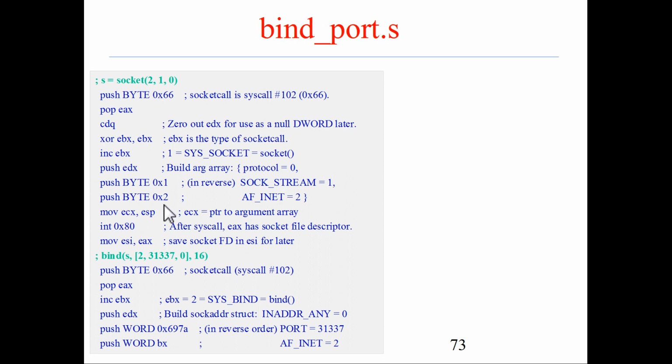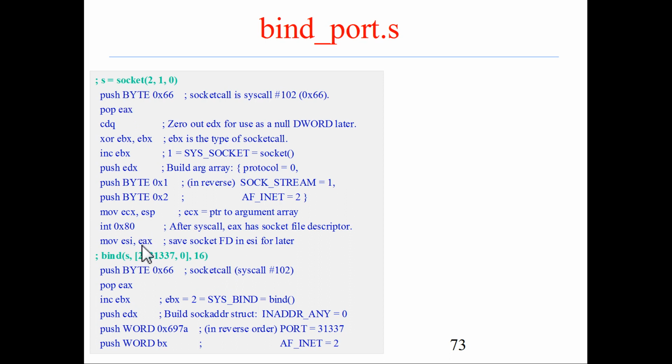So we move the stack pointer to ECX, and the stack pointer, since we just pushed our values onto the stack, will point at AF_INET equals 2. We'll push byte 2, it will point right there, and then we call the system call, and that will call socket. And so socket's system call will store the result in EAX, so we need to move that to ESI or some register for being used later. We're going to have to keep track of it.